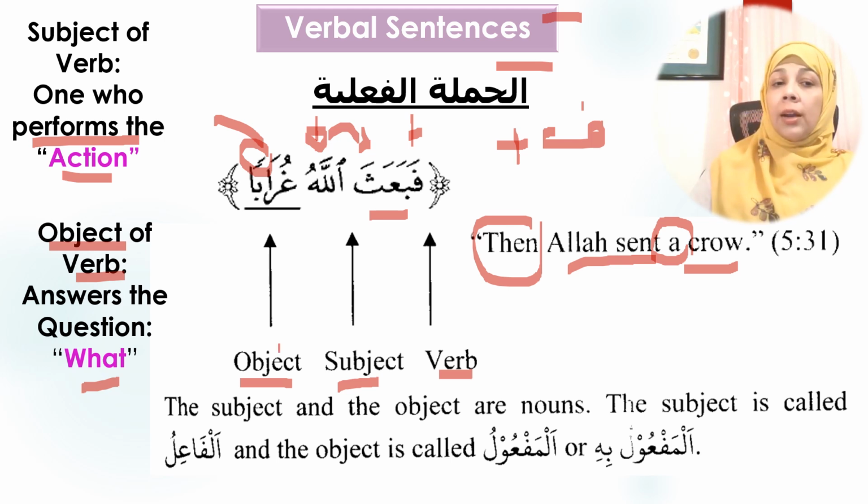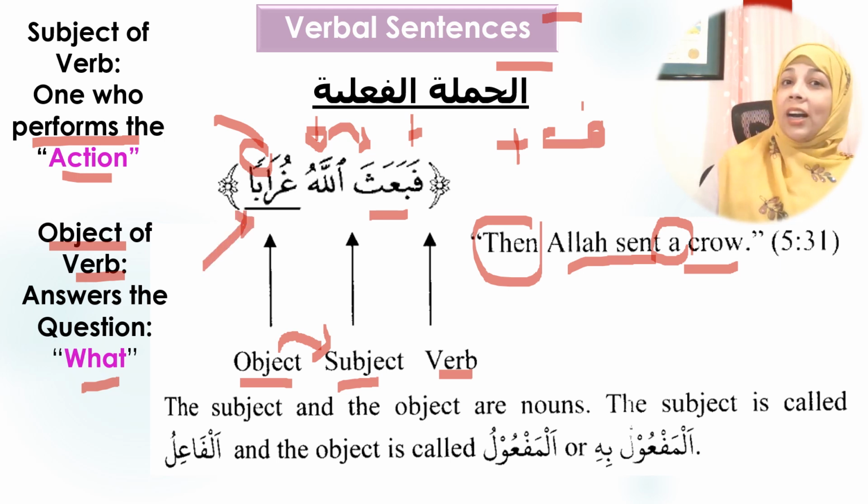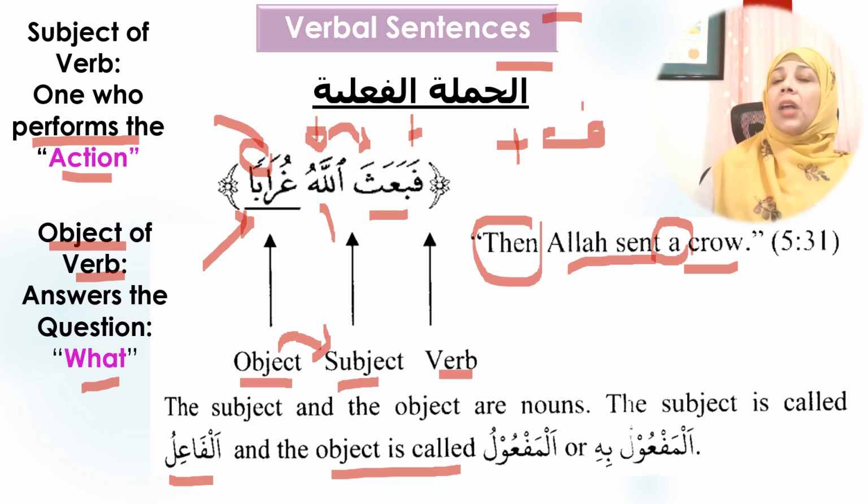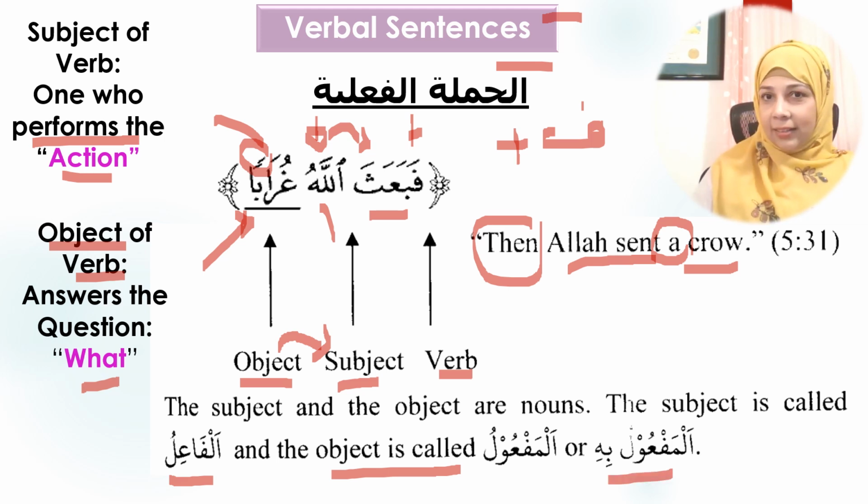they are both nouns. The object and the subject are both nouns, and we said a marker for a noun is the tanween, or the al in front of the word is a marker, or if it's a proper name like Allah, obviously it is a noun. Okay, once again, the subject is called al-fa'il in Arabic, and we said the object is called what? Please try it on your own. It is called al-maf'ul, or it is al-maf'ulu bihi.